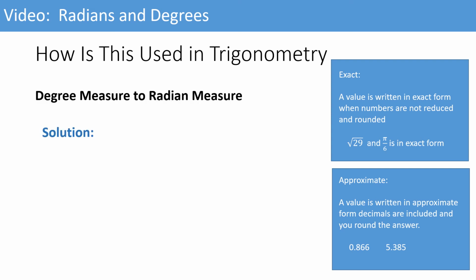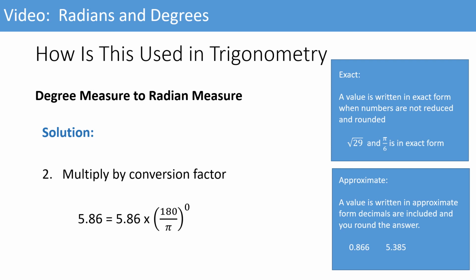Now, multiply by the conversion factor. 5.86 times 180 divided by pi degrees equals 335.8.